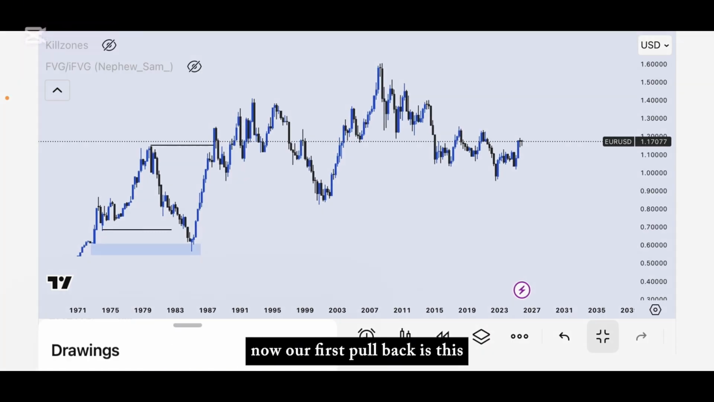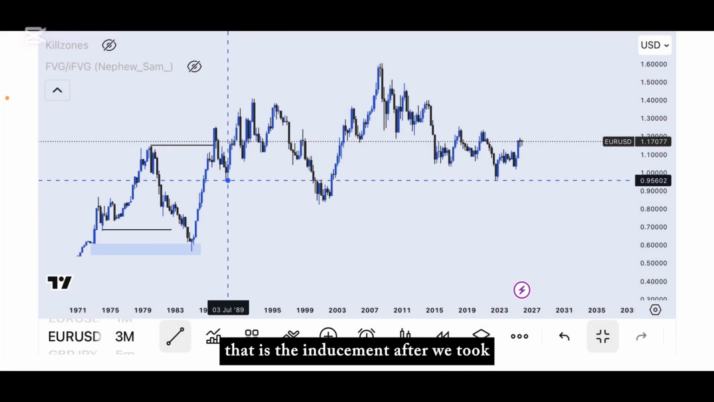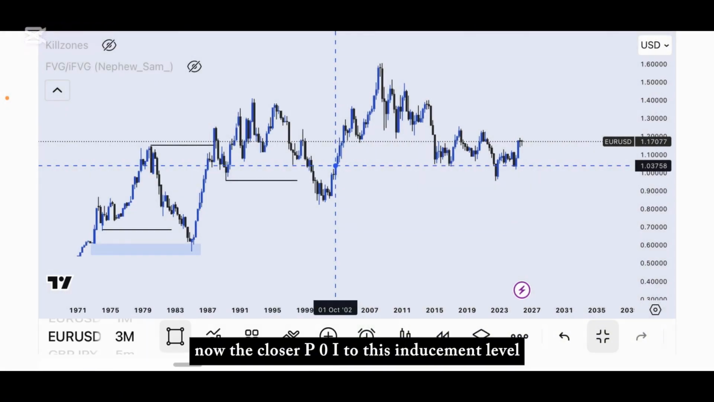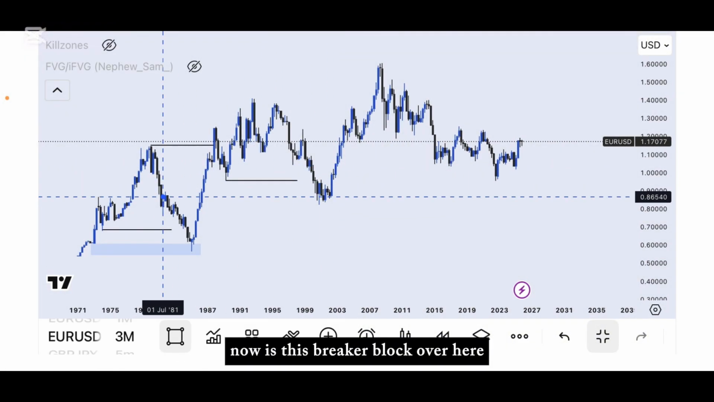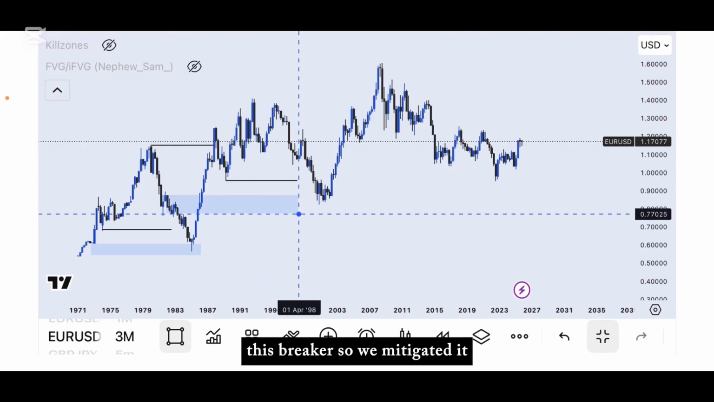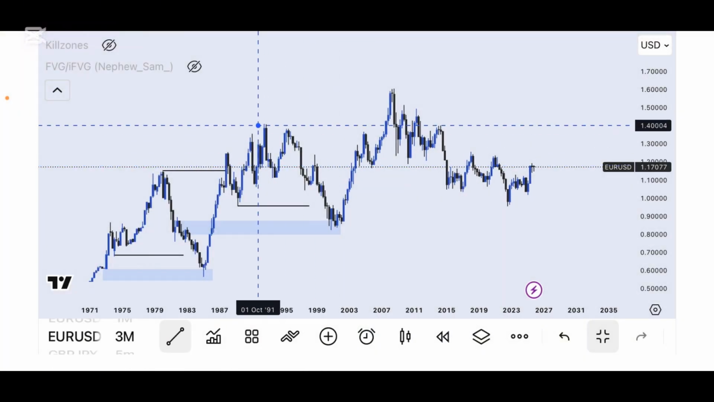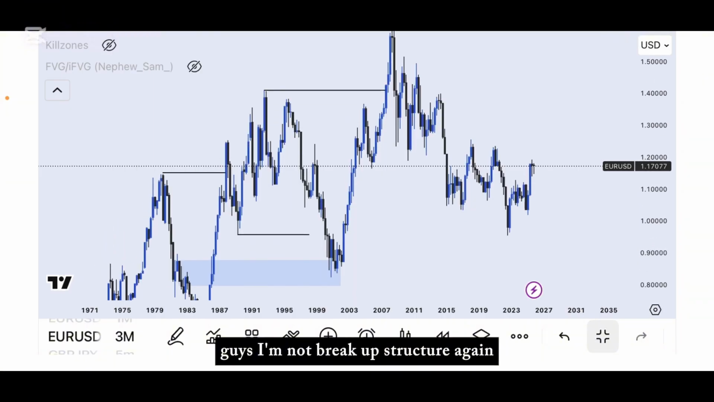Now our first pullback is this. That is the inducement after we took out that high. Now the closer POI to this inducement level is this breaker block over here. So we mitigated it and we made another high again on Euro USD. That is another break of structure again.